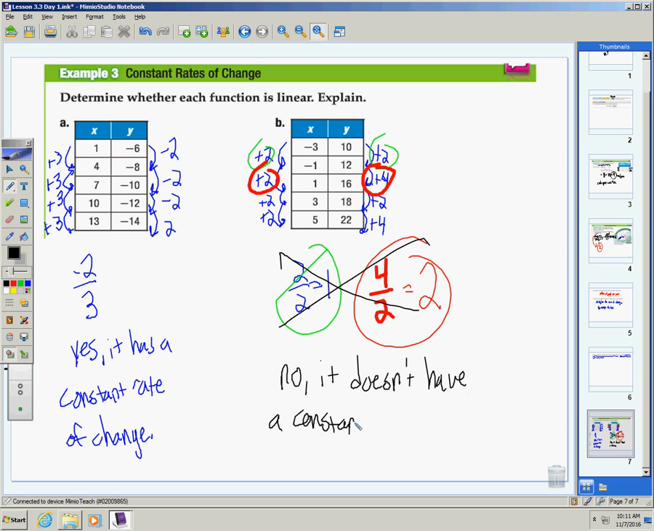In order for something to be linear, it has to have a constant rate of change. That is our definition of what linear is.